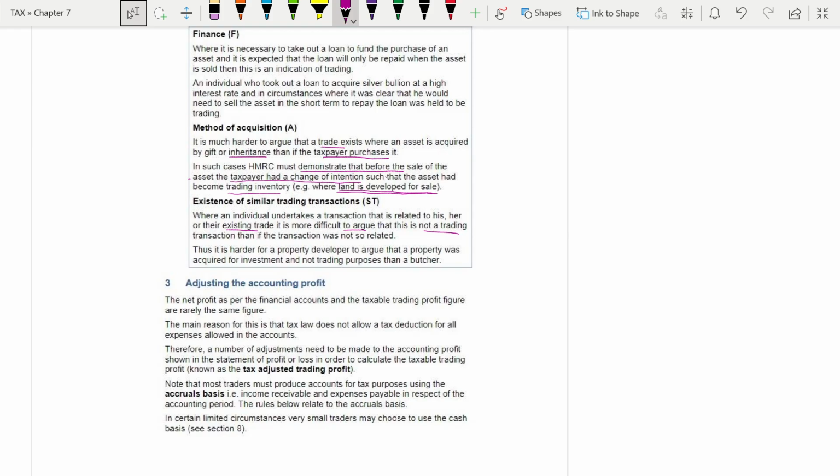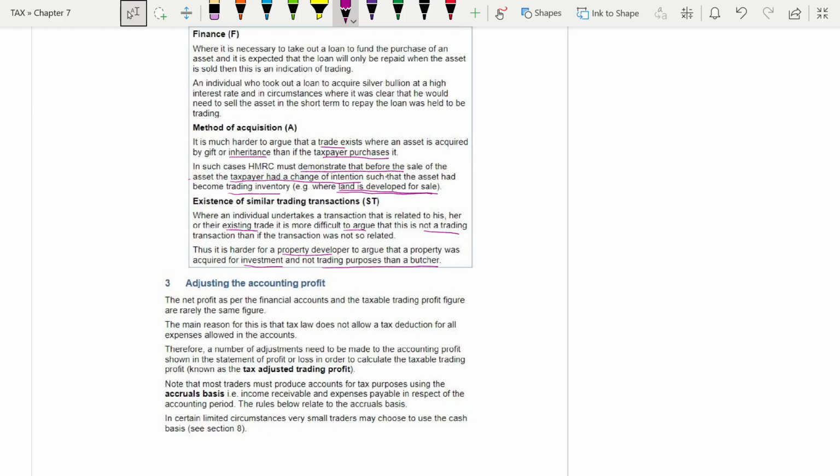If you are already in the business and you are making the transactions, we cannot say it is not trading; it is part of that trading. It is harder for a property developer to argue that property was acquired for investment and not for trading purposes than it is for a butcher.